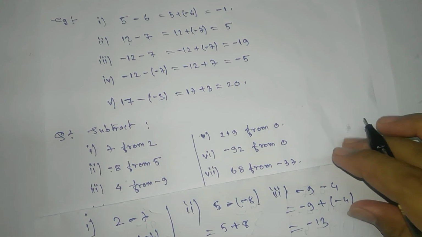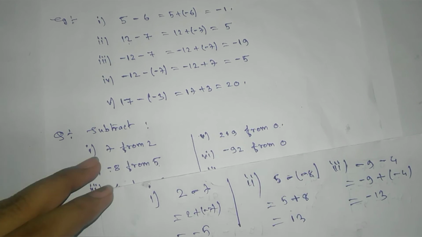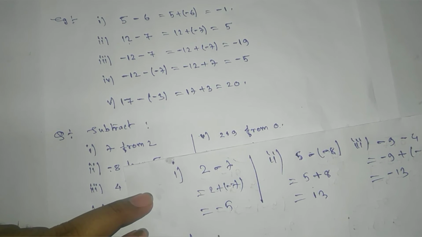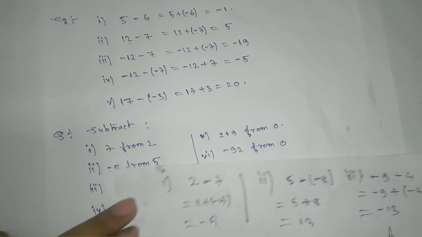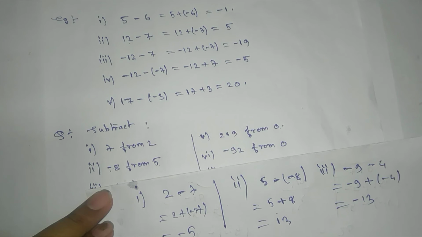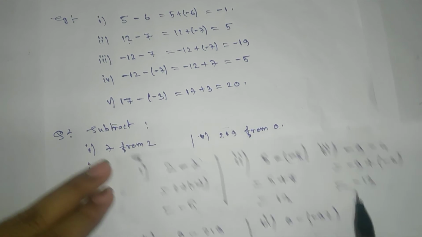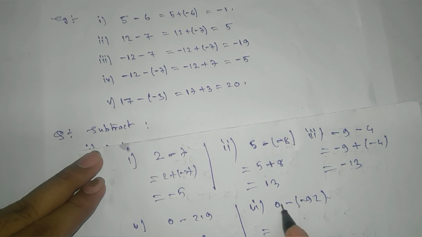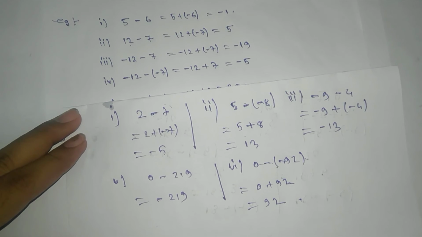Okay, next subtract this one, 219 from 0. So what we're going to write, 5 number, that is 0 minus 219, and that means from 0 if we take out anything it will remain the same, that means -219. If I take this one, 6 number, like 0 minus of -92. Look at here, previously it was plus, right now it is minus, so we'll take the bracket, and you can see that minus minus will give you plus, that is 0 plus 92, and whatever you add with 0 you will get the same number, that is 92 only.